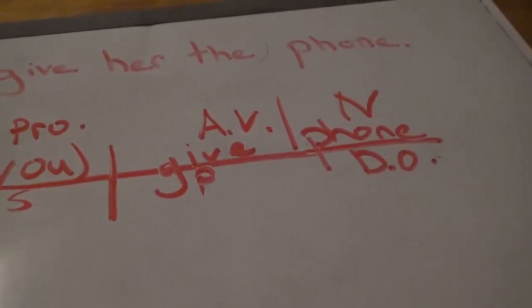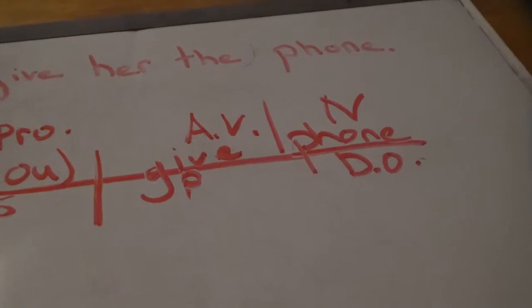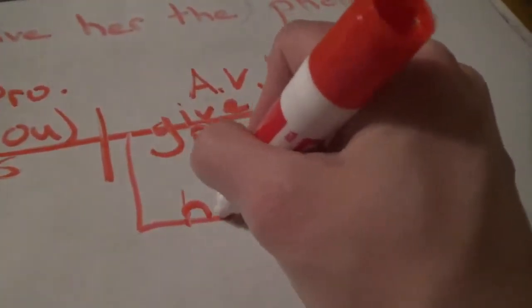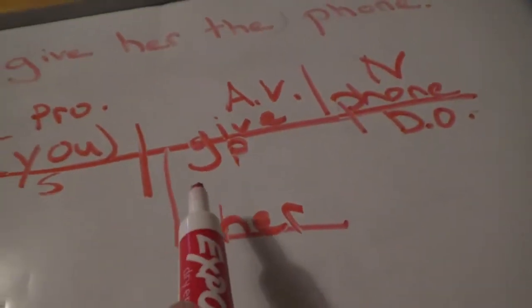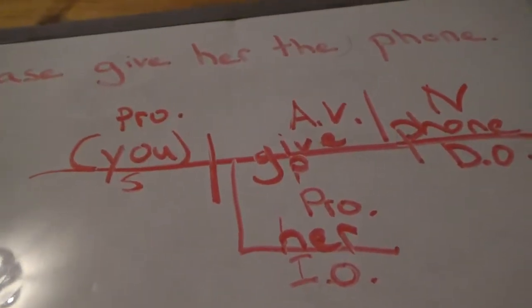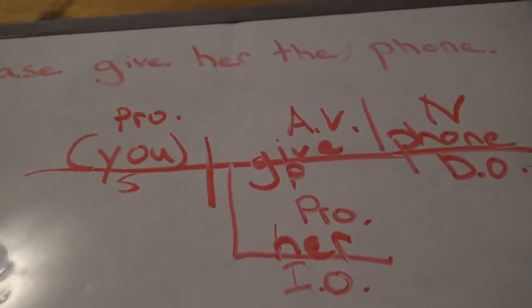So you say, please give phone to whom? To her. So remember, our indirect object, we diagram just like a prepositional phrase, but without the preposition, because it is essentially like saying, please give the phone to her, but the to isn't there. So it's an indirect object, and her is a pronoun. So now we have you give her phone. So now we can add our modifiers.